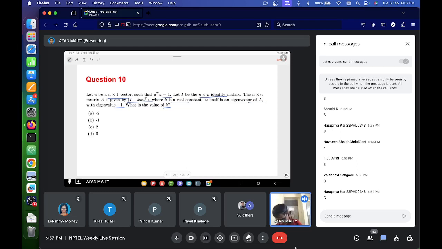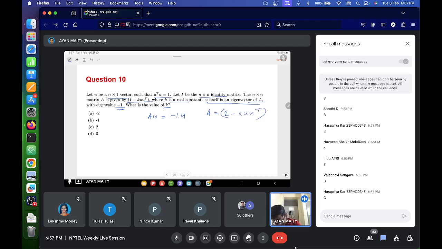So for this question, again you have to start with the eigenvalue formula. For this matrix A, U is the eigenvector that is already given. So A U equals minus 1 into U. Minus 1 is the eigenvalue that is also given. So minus 1 into U, and A is given by I minus k U U transpose. This is also given in the question.